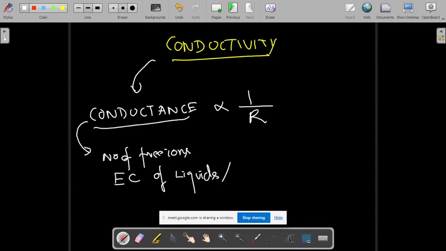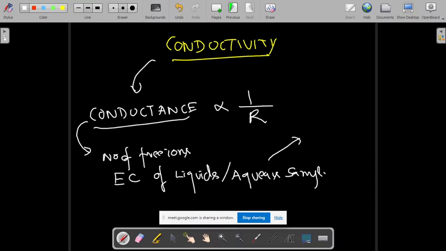Mostly we'll be dealing with aqueous samples. Even if it is a solid, to identify the electrical conductivity, you need to dissolve it in a liquid, water or any other solvent, and make it an aqueous sample. Only for an aqueous sample can you measure the electrical conductivity. So that's the basic idea.